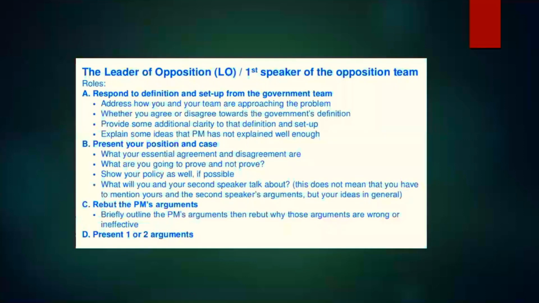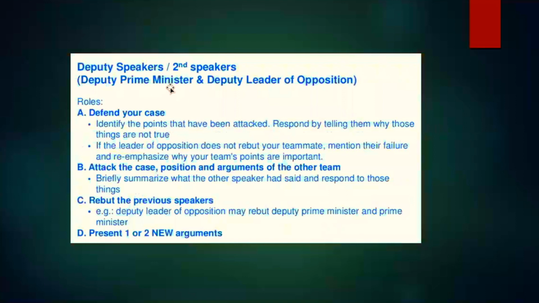So you will rebut the arguments of the opposition case and present one or two new arguments. The first speaker already has presented arguments, so the second speaker can also present one or two arguments. But arguments are not just to be presented. You actually have to describe the whole argument and say how it is actually affecting.